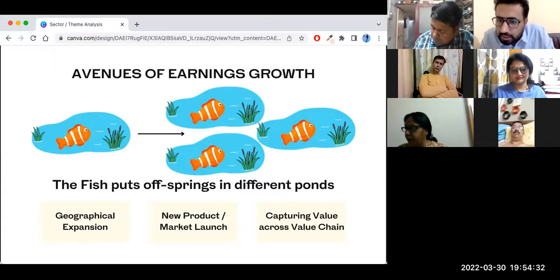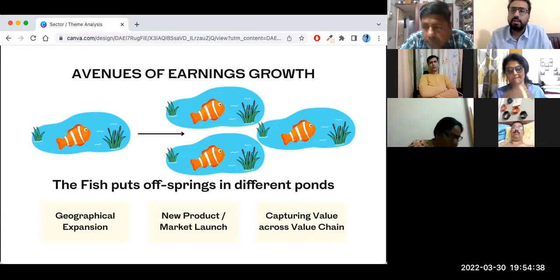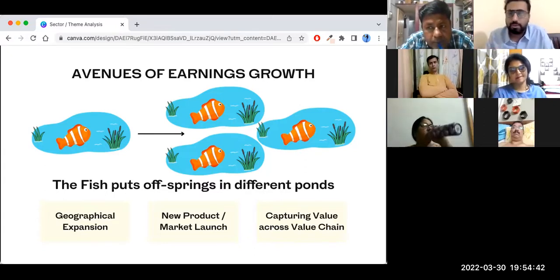Okay. People are asking, NBFC kya hota hai? NBFCs are non-banking financial companies. They also are in the business of giving loans to people. All right.